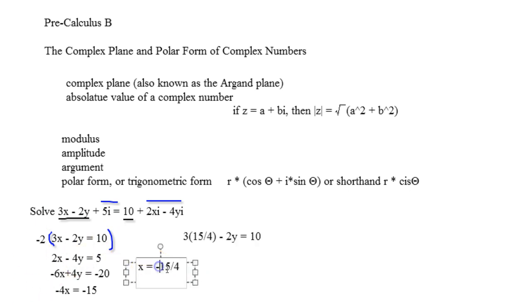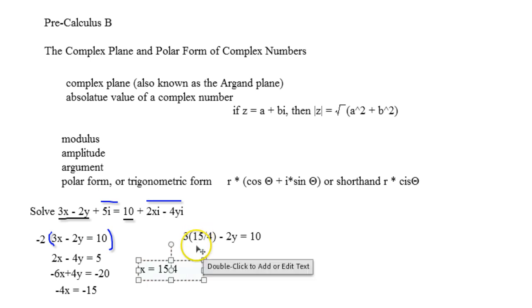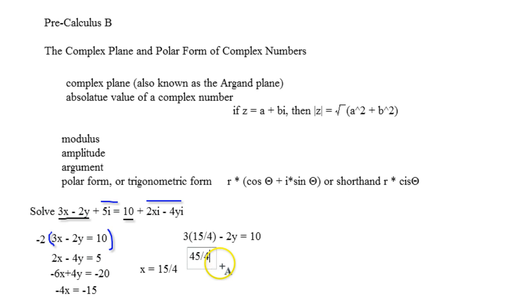Okay, and I incorrectly made the assumption that that's negative 15 fourths. That's just 15 fourths. So this should become 45 fourths minus 2y equals 10. Now we subtract that from both sides, and that should be negative 2y equals, let me see, 40 minus 45, that should be negative 5 fourths. And then I divide both sides by negative 2, and so y should equal 5/8. And voila, you have both of your answers, given that the problem started out in complex form.